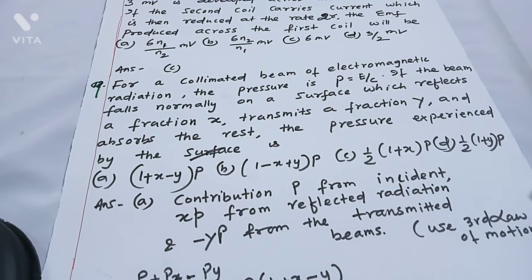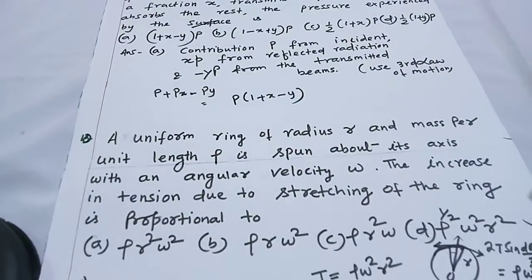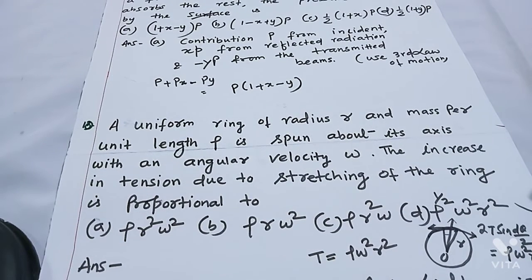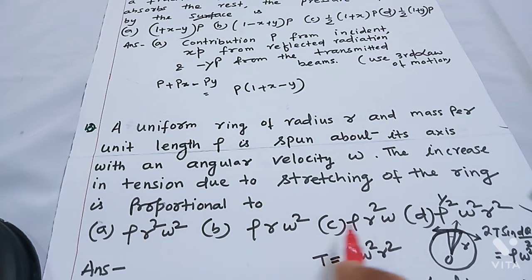Next question is, a uniform ring of radius r, and mass per unit length rho, is spun about its axis with an angular velocity omega. The increase in tension due to stretching of the ring is proportional to: rho r square omega square, rho r omega square, rho r square omega, or rho to the power half omega square r square. How to solve this problem?